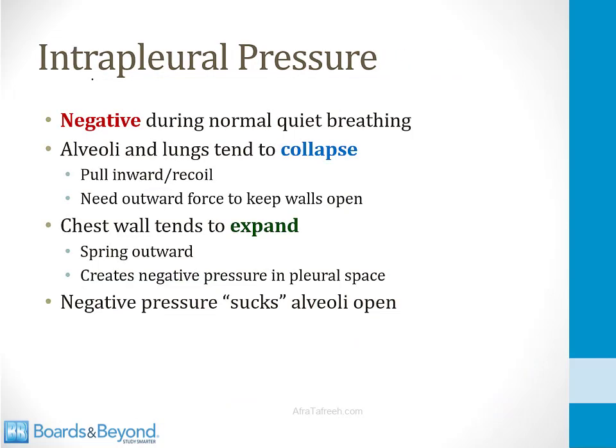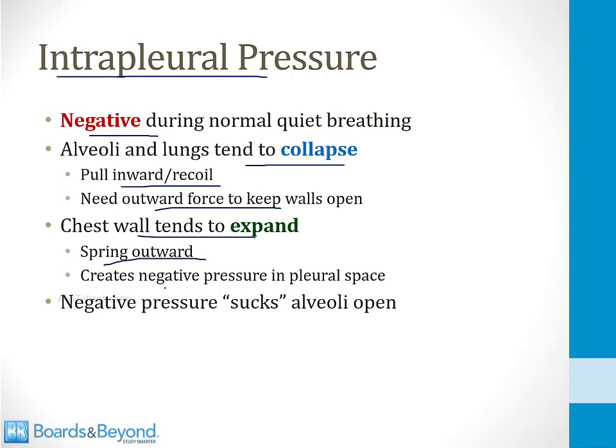So let's talk in a little bit more detail about the intrapleural pressure. As I mentioned before, this pressure is negative at all times during normal, quiet breathing. The reason for this is because the alveoli in the lungs want to collapse. They want to pull inward and recoil, and they need an outward force to keep the walls open. In contrast, the chest walls want to expand. Your ribs and the muscles of your chest wall, they want to move outward. They want to spring outward. And for this reason, they create a negative pressure in the pleural space, and that negative pressure sucks the alveoli open. It creates a positive pressure across the walls of the alveoli, and that's what keeps them from collapsing.